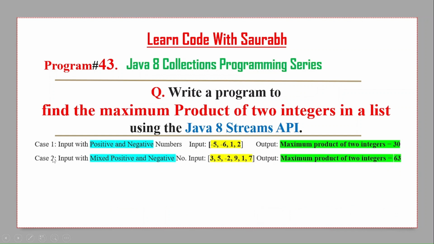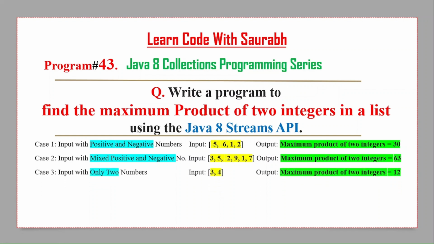And for the second case, we will use mixed positive and negative input. You can see that only minus 2 is negative, and all the other numbers are positive. If you see the maximum integer value is 9 and the second maximum value is 7, so it will multiply 9 into 7. So we will get the result 63 as the maximum product.